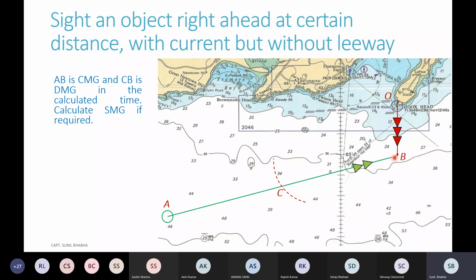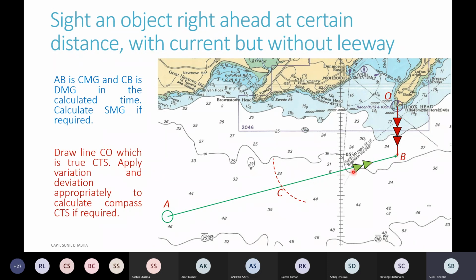Now Charlie to Bravo, CB, is the distance made good in the calculated time, the time for which we drew the current vector, the time in which we will be covering the distance at which we are required to sight the light right ahead. So this Charlie Bravo is the distance made good for that particular time.